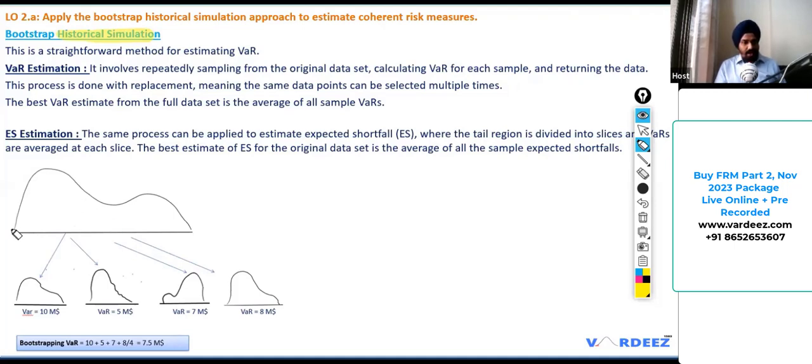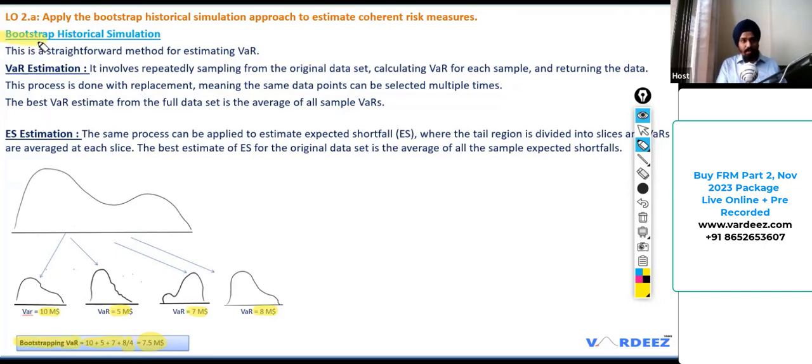That's not the assumption that we worry about. So what I can do is take this entire data that I have, take out small samples, and calculate the VAR of each of these samples. Let's say for the first sample, it's $10 million. The second is 5, 7, and 8. I can take a simple arithmetic average, dividing by 4 because I've taken 4 samples. And the amount that I get, $7.5 million, that is my bootstrapping value at risk.